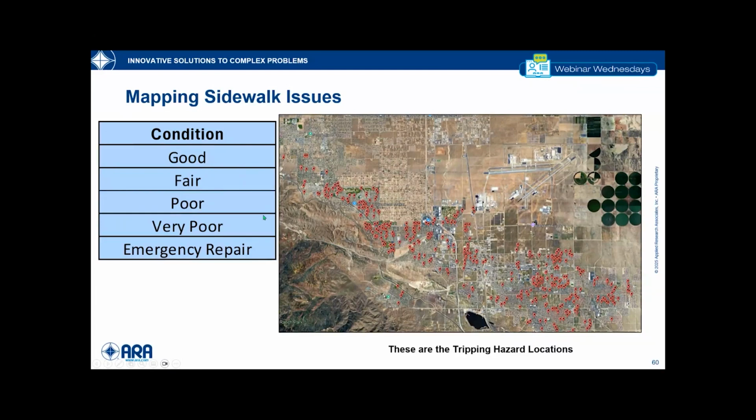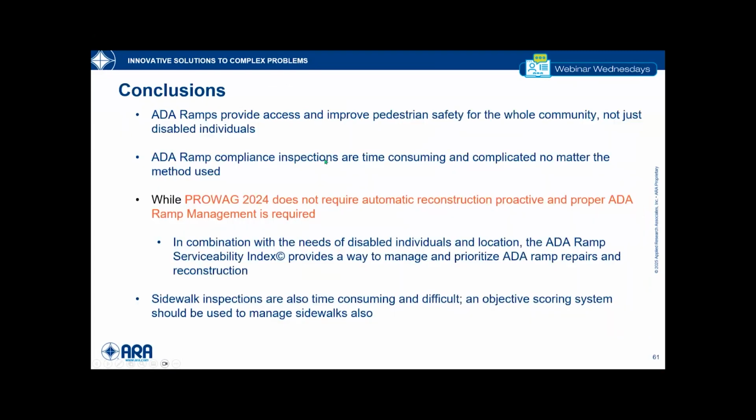So that pretty much concludes the presentation. Just to wrap it up, what we're talking about, ADA ramps are great for everybody, not just disabled individuals. The compliance inspections are very time-consuming and complicated. You are not required to reconstruct, but you are required to be proactive and manage that problem. And the best way to do that is figure out where the disabled individuals have a need, figure out the location for pedestrians, all pedestrians, and then use our serviceability index to help prioritize where repairs and reconstruction need to happen.